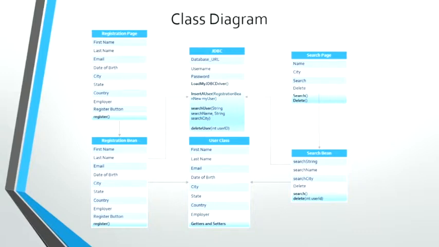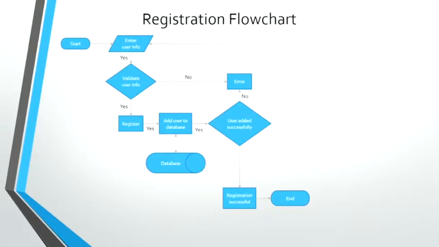The JDBC includes the load my JDBC driver function, the insert a user function, search user function, and delete function. The user class has the getter and setters for the users. The search page includes a search function and delete function, and the search bean includes a search function and delete function.